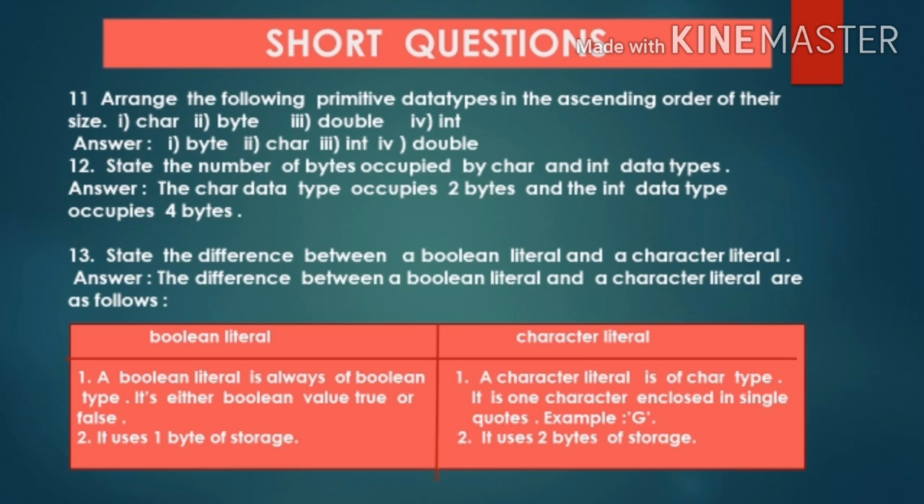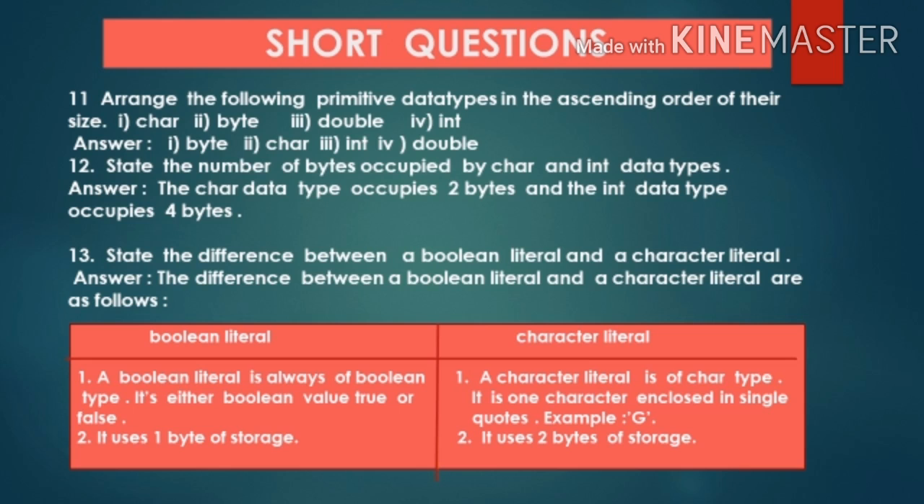Question number 12. State the number of bytes occupied by char and int data types. Answer. The char data type occupies 2 bytes and the int data type occupies 4 bytes. Question number 13. State the difference between a Boolean literal and a character literal.